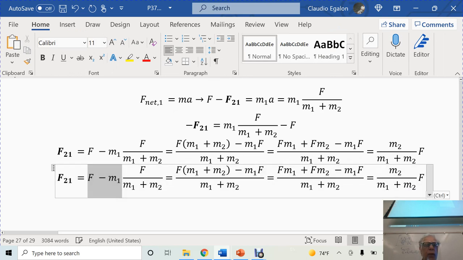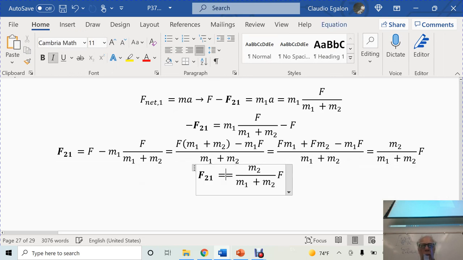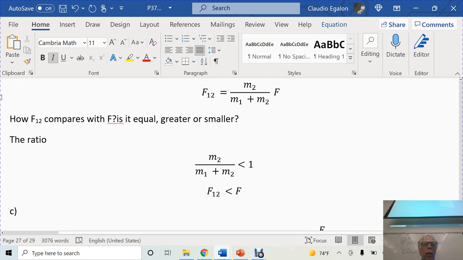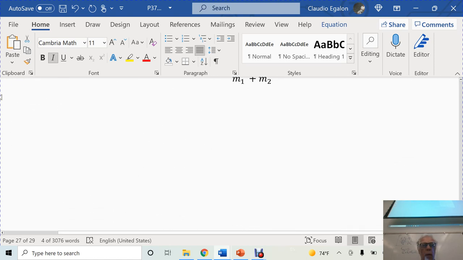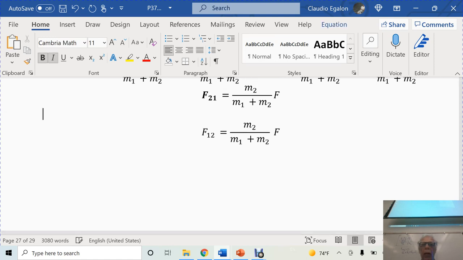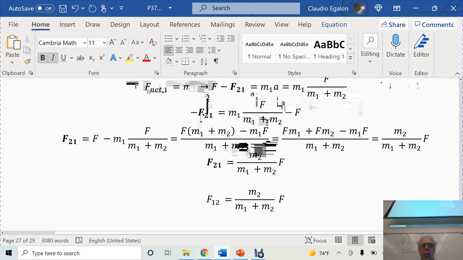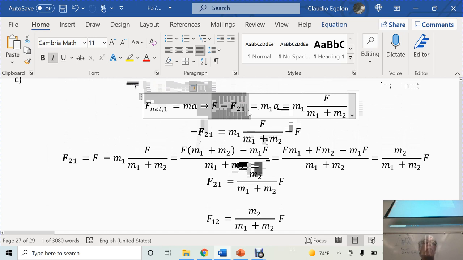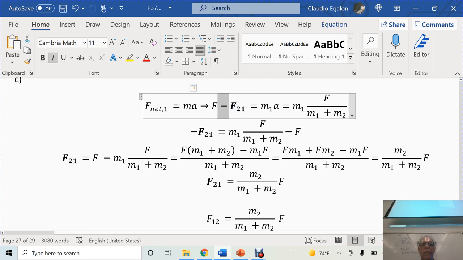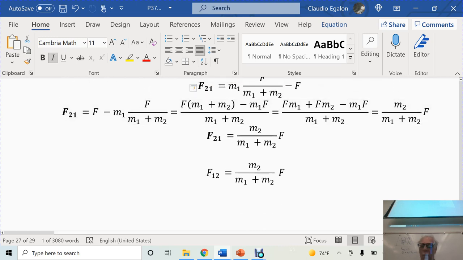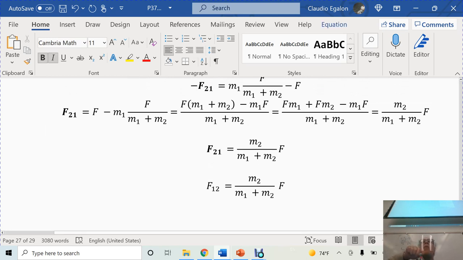You already know that this F of 2-1, according to Newton's third law, is supposed to be the same compared to F12, right? Let's see if you get it. The magnitude, yep. Remember, we're doing here only the magnitude. When we set up this equation here, we assumed that F21 was positive. Even though it's to the left, we assumed that F21 was positive. So this F21 here was a magnitude. That's why I put the negative sign here. So that's Newton's third law of motion applied to this problem.